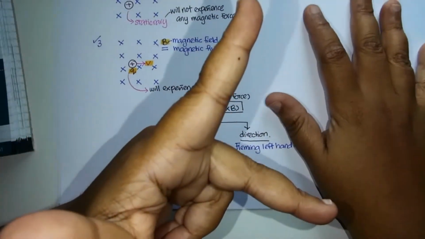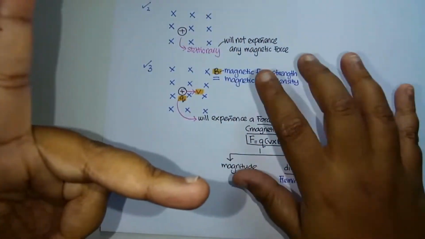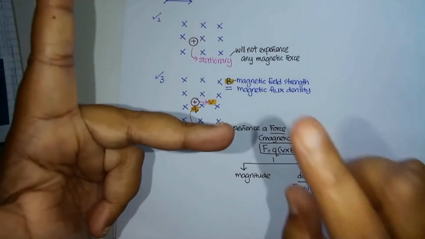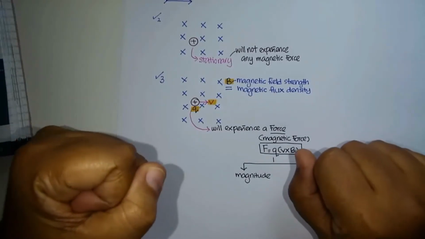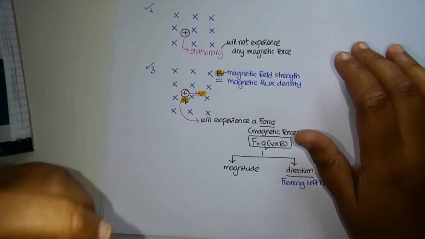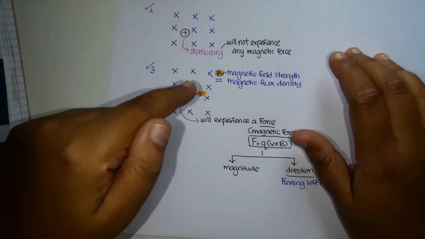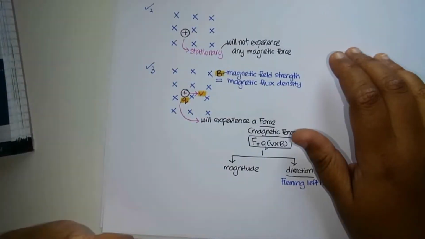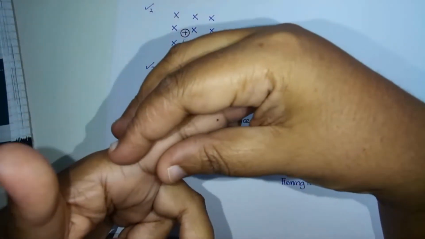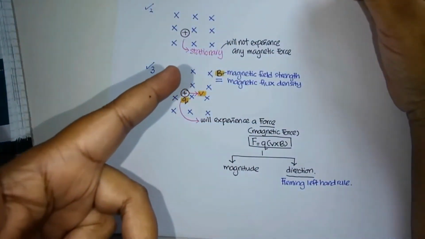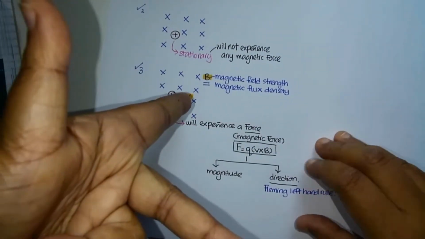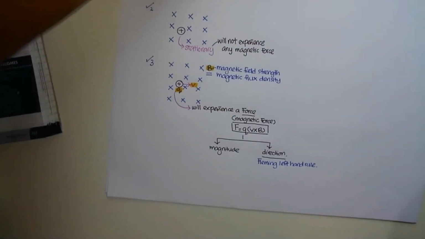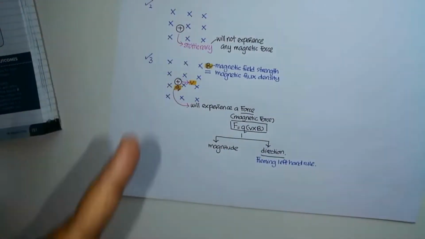Okay, now let's apply Fleming's left hand rule in this example to determine the direction of the force. Now what do you do first, class? You just pick one first. Okay, so now I know B is into the page, correct? So I know this first finger is the direction of B. So I point it into the page.